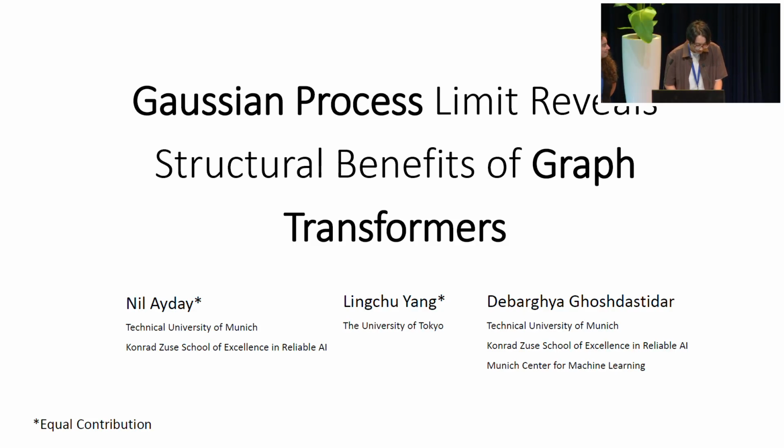Good afternoon, everyone. My name is Lingshu Yang from the University of Tokyo. Today, I will present our work, Gaussian process limit reveals structural benefits of graph transformers, joint work with Neil Adai and Professor Gaussian. There is already much theoretical analysis of traditional graph neural networks, but still a lack of work analyzing graph transformers, which are harder. Our goal is to understand graph transformers theoretically through their Gaussian process limits.